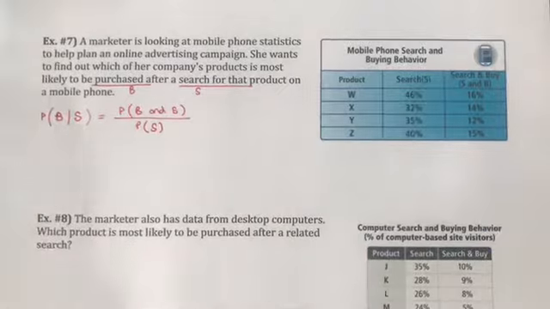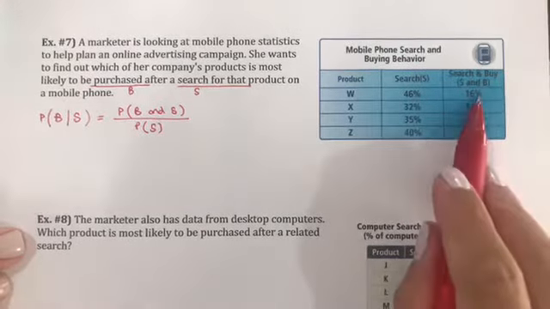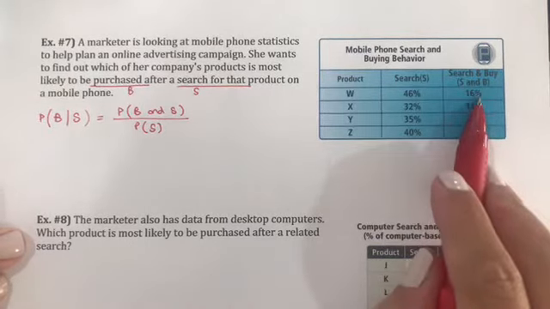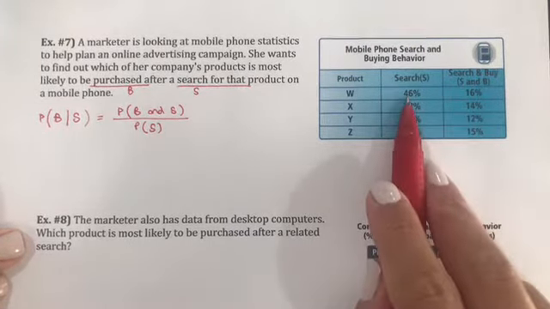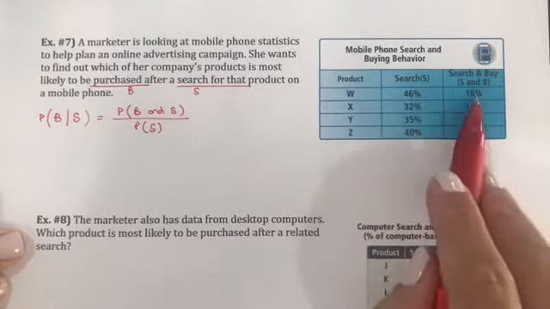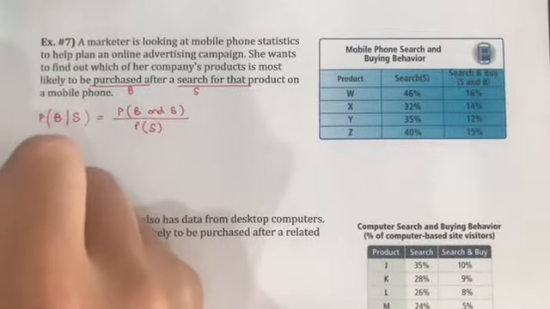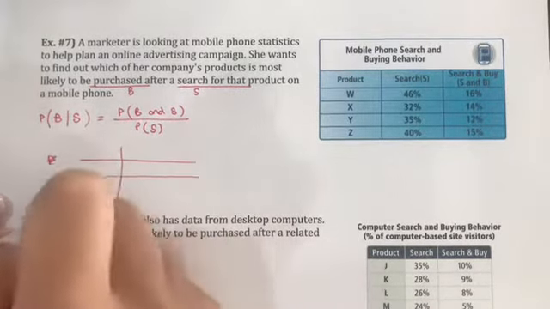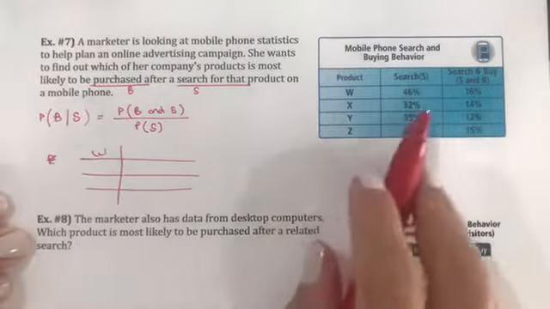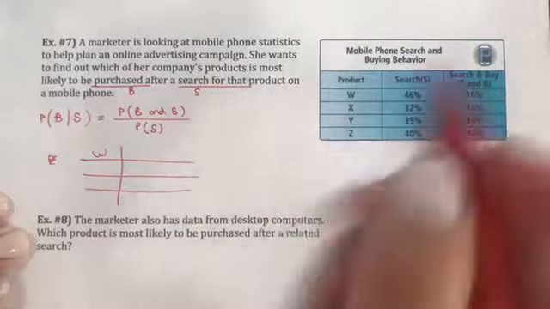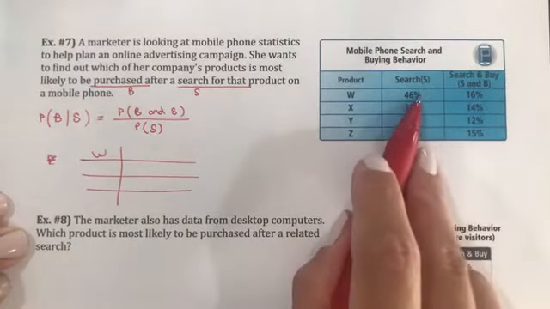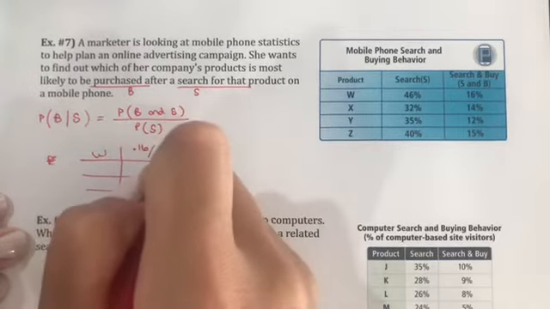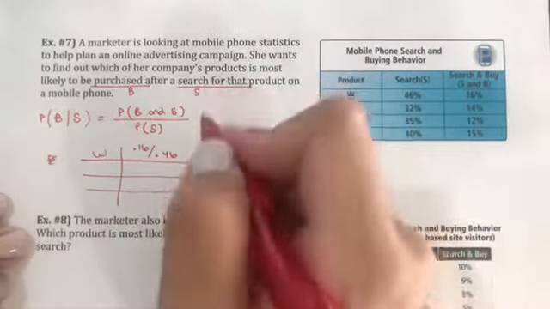Now, lucky for us, if you look at this table, we have the probabilities. See how they're all percentages? The probability of searching and buying is in this column, and the probability of just searching is over here. So let's say for the probability of W, we'll make a little chart. For W, it's going to be 16% S and B divided by 46%. So it's 0.16 divided by 0.46. We're just going to divide those.